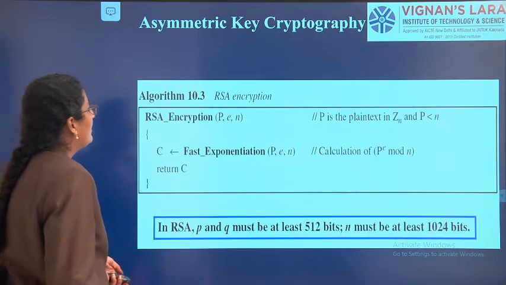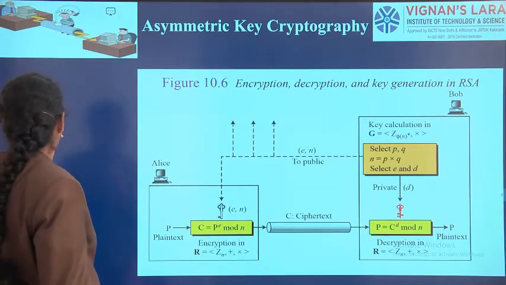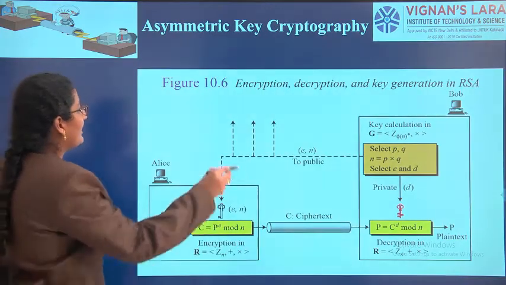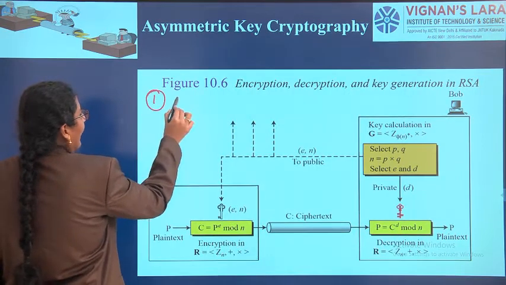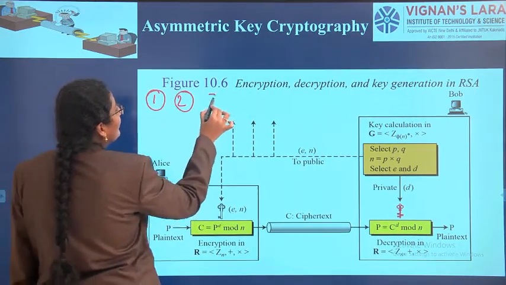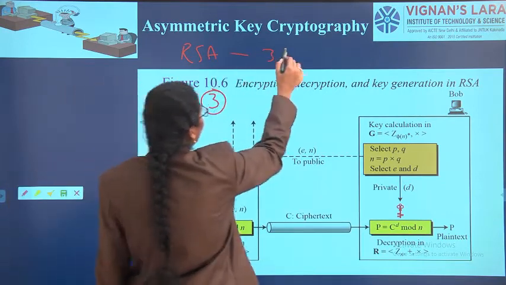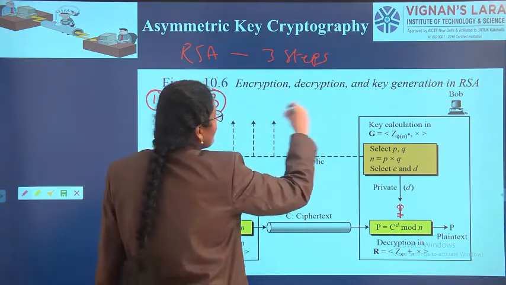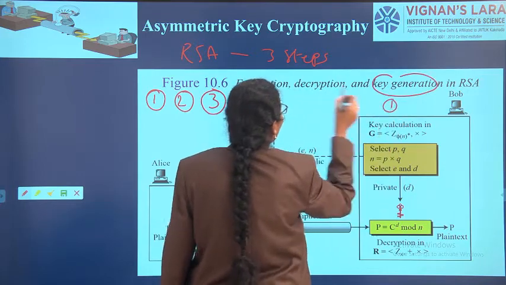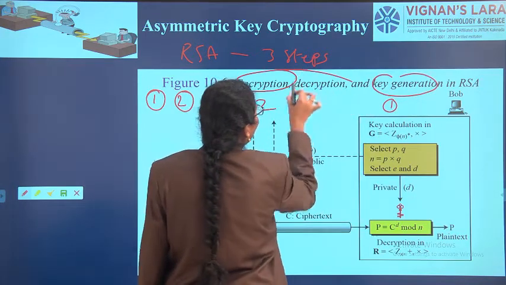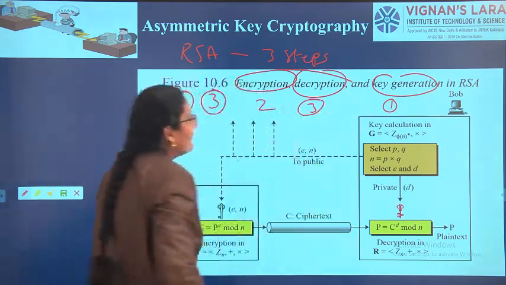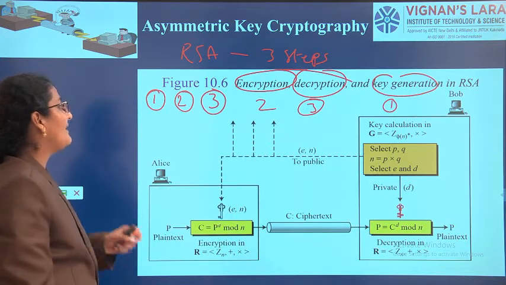So see what is happening. In the RSA algorithm we have 3 steps. What are the 3 steps? Key generation is the first step, encryption is the second step, decryption is the third step. Now we will see how these 3 steps are happening in RSA.